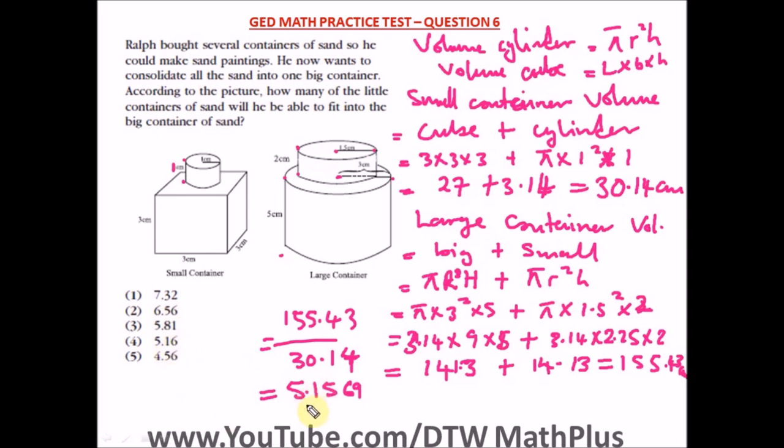Okay, so let's approximate this to 2 decimal places. So here, what do we have? This will be 5, then after the point we count 1, 2, then the next number immediately after the second number here is 6, which we can approximate. That is greater than 5. We can carry 1 to add up to our 5 here, which will make 6. So in approximating this to 2 decimal places, we have 5.16. This is our answer, and our right option here is option 4.